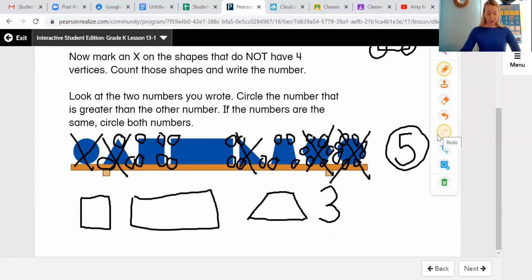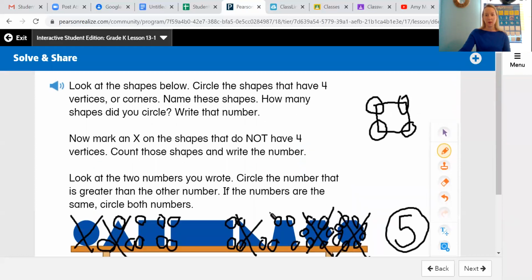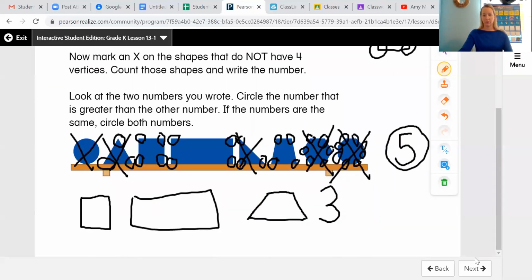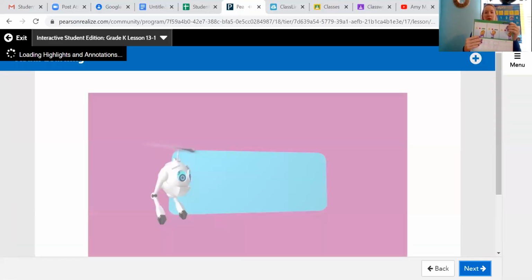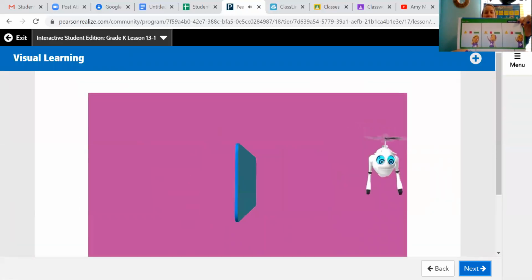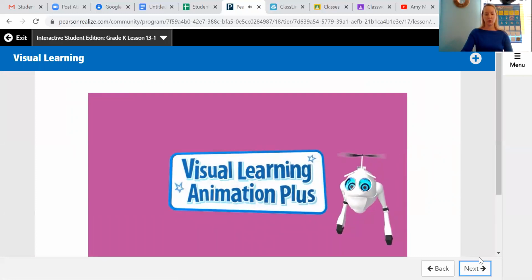Now we're going to name the shapes that are behind the door. The shapes that are behind the door, the mystery shapes, are square, rectangle, and trapezoid. Good job. All right, go ahead and flip your paper. Do the hard flip. We are going to watch our video.